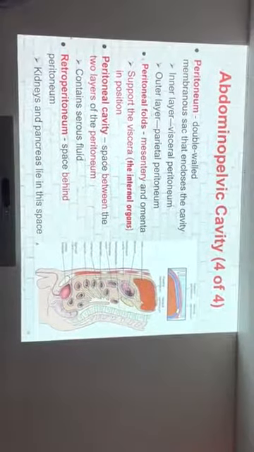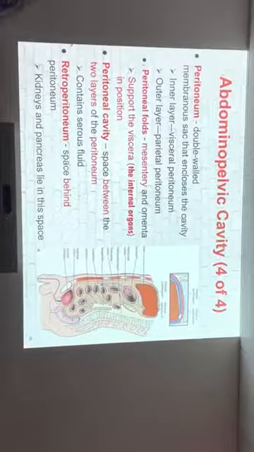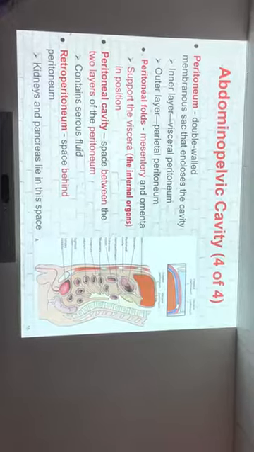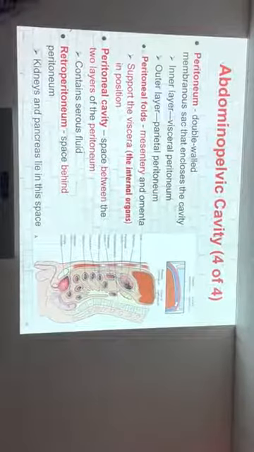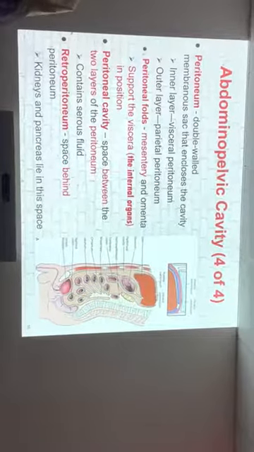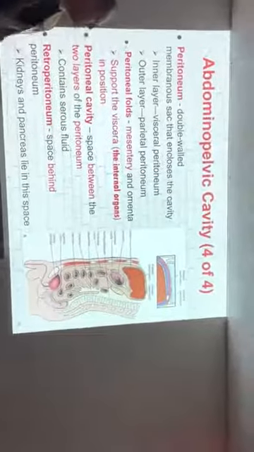The peritoneal cavity is the specific space between those two layers of peritoneum we just discussed. Peritoneal cavity, it contains what we call serous fluid. And then finally, the retroperitoneum is the space behind the peritoneum. That's the posterior portion of the abdomen back here, and that's where your kidneys and your pancreas lie. Kidneys and your pancreas.